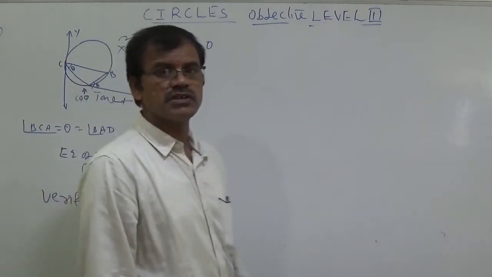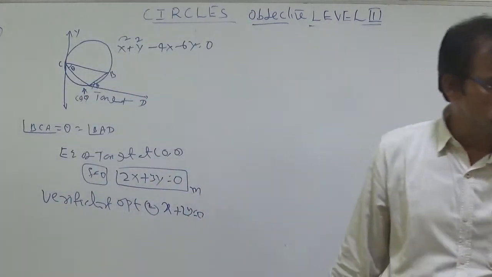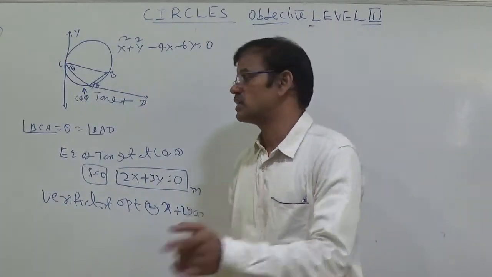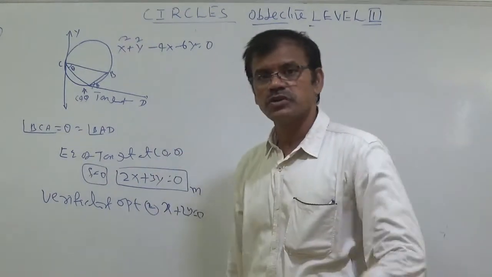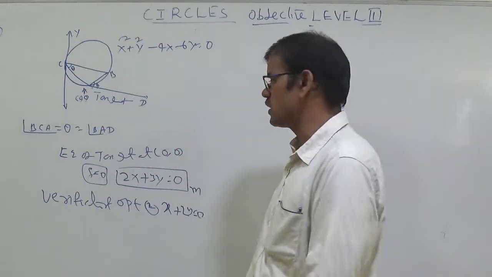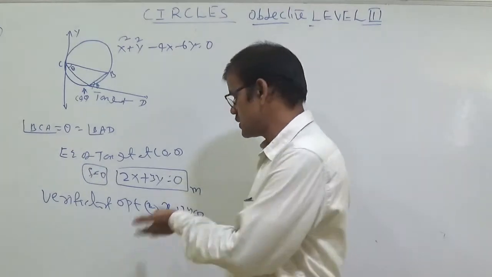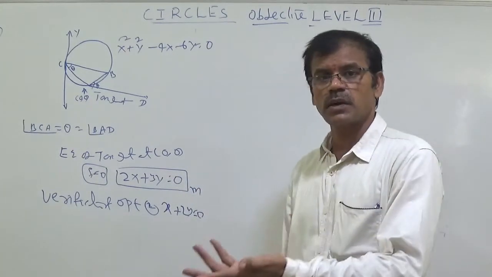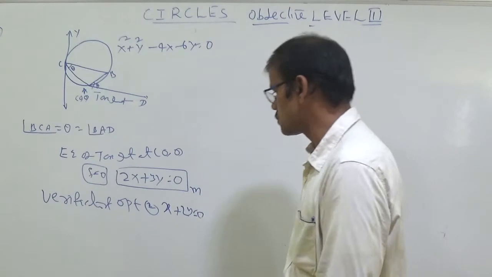To make us confused, he gave the first option also. The first option is the equation of a line passing through the origin, but it is directly the equation of the tangent, so it is not the equation of the chord. The equations of the chord and the tangent are separately different. That is why I am verifying the second option. If it is not the second option, we can verify the third and fourth also.